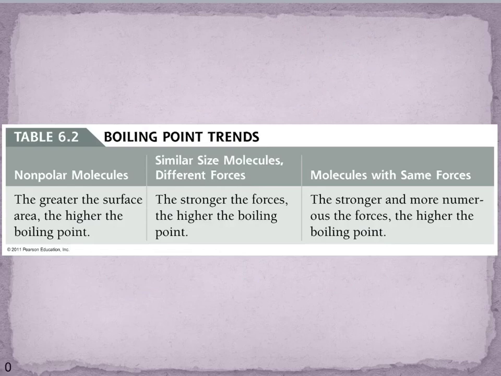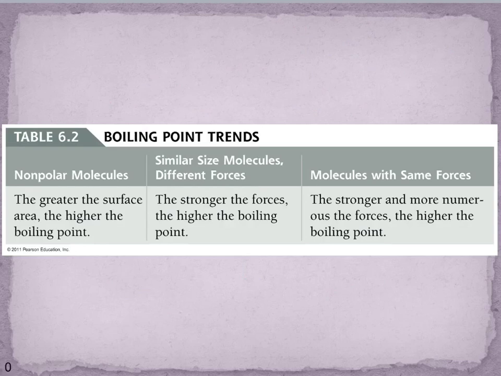If I look at different forces, the stronger the forces, the higher the boiling point is going to be. So we looked at H2O versus H2S. We can look at an alcohol versus an alkane. Any of those types of things, polar versus non-polar. And then we can look at molecules with the same forces. Then what we have to look at is which ones are going to be stronger, which ones are going to be more numerous, which ones are going to have more of. So we have to look at multiple features, look at what the structure is, and look at how those molecules are going to interact with each other.